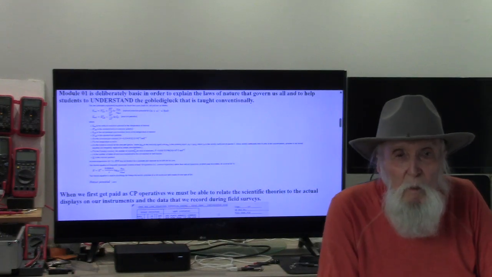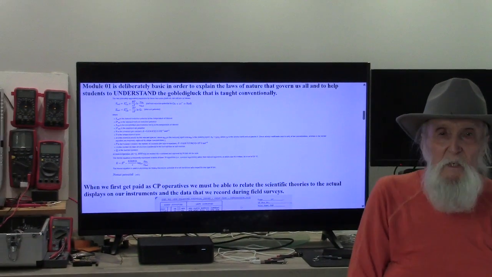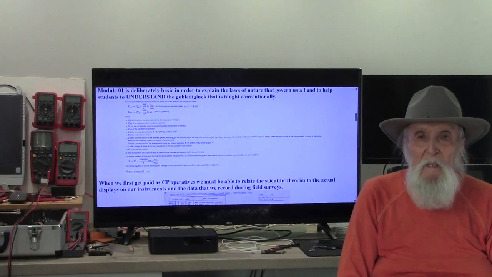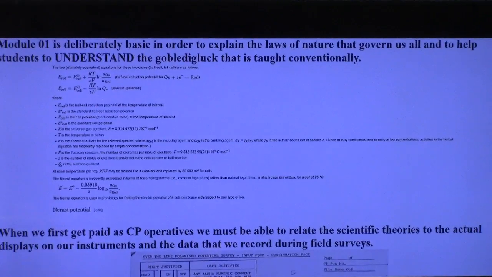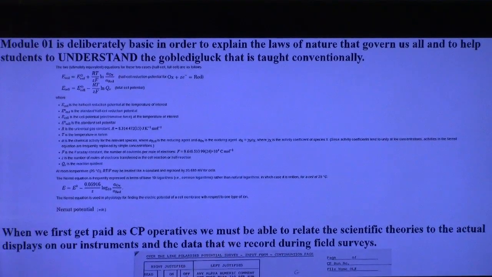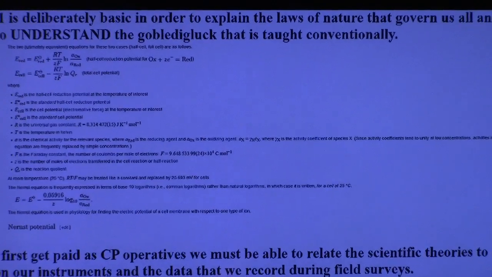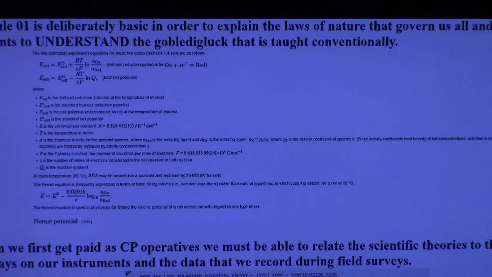Module 01 is deliberately basic in order to explain the laws of nature that govern us all and help students to understand the gobbledygook that is taught conventionally, as in the picture below.